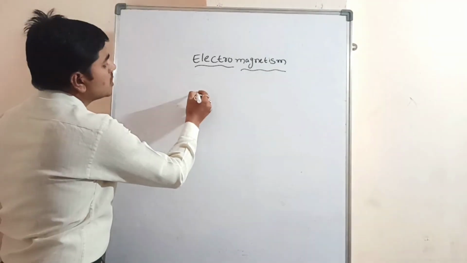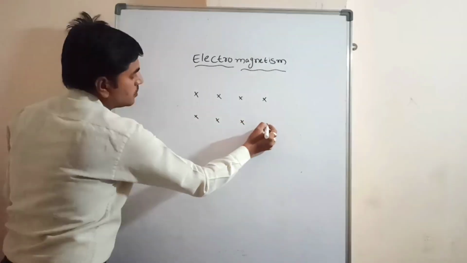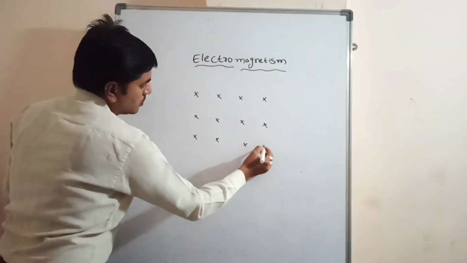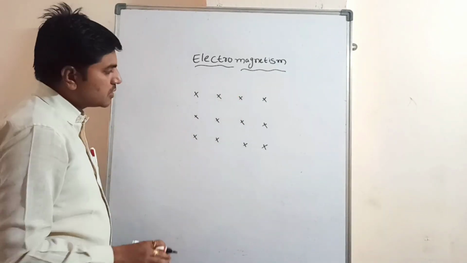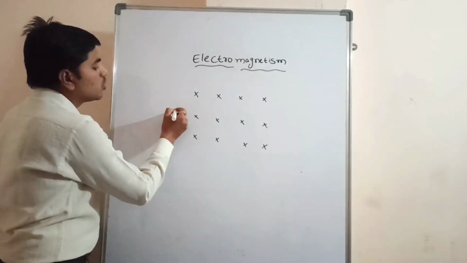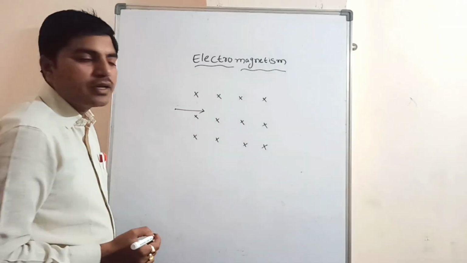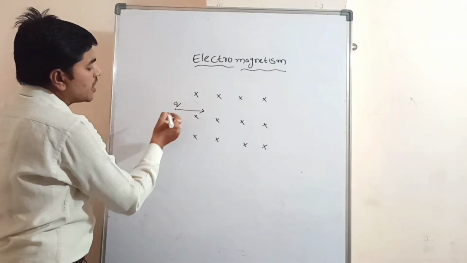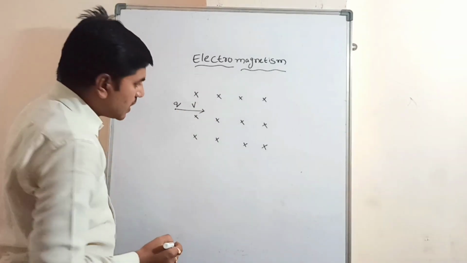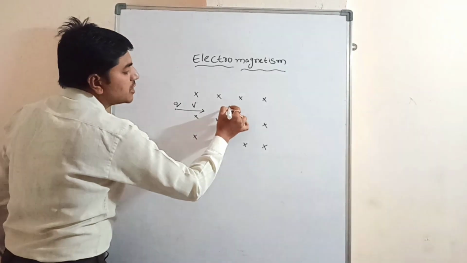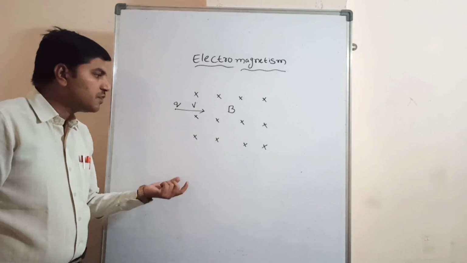For example, in this magnetic field, this symbol always says that it is a magnetic field. If any charge enters a magnetic field in a horizontal direction, the charge is shown as small q and the speed or velocity of the charge is v. Then the magnetic field intensity or density is shown as capital B. From this we can easily identify the formula.